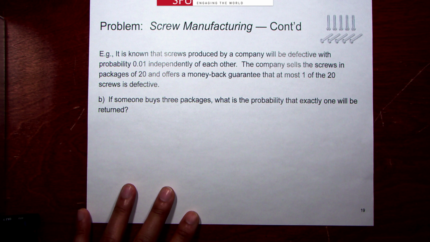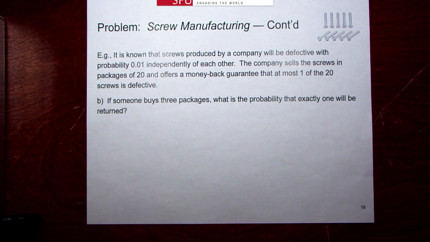So part B of the screw manufacturing. It's known that screws produced by a company will be defective. Same preamble. So we found out the probability of any package being defective is about 1.7%. If someone buys 3 packages, what's the probability that exactly 1 will be returned?